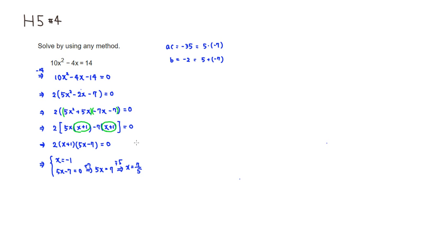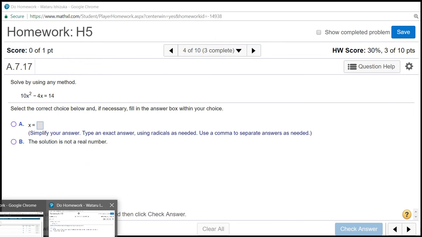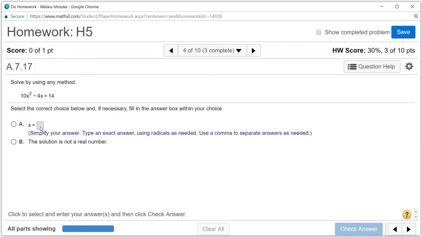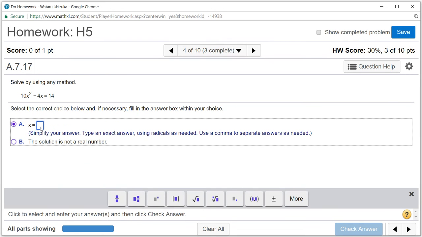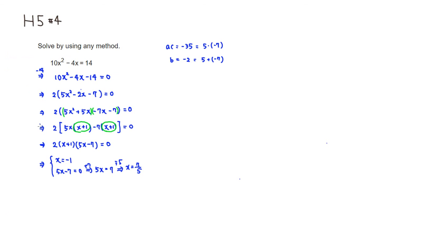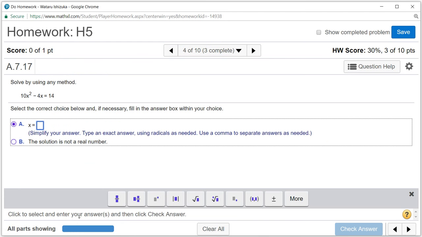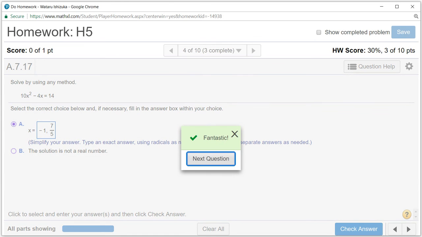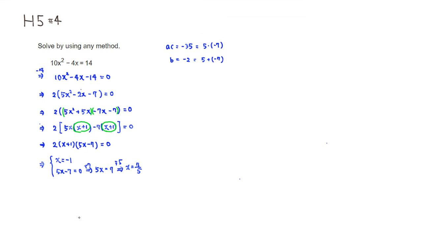All right, so let's type in those answers. Oops, sorry, go back. I forgot the answer. It's negative 1 and 7/5. So the answer is negative 1 and 7/5. Check the answer. All right, got that. That's it. I hope that this was clear.